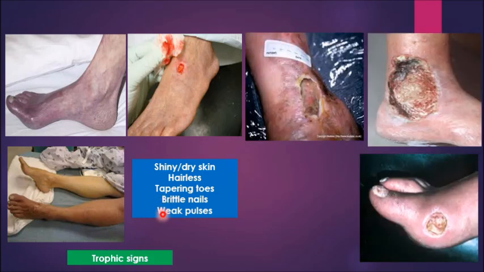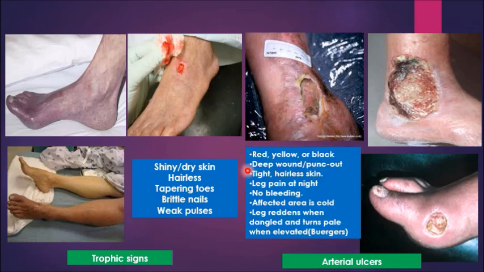This is ulceration. You can see here distal ulceration, these two ischemic changes. These are known as arterial ulcers, and they are red in color due to inflammation, or maybe black due to gangrene. Deep wounds, they are punch out ulcers. Can you see? They are punch out ulcers, deep ulcers. Tight, hairless skin, as shown here.